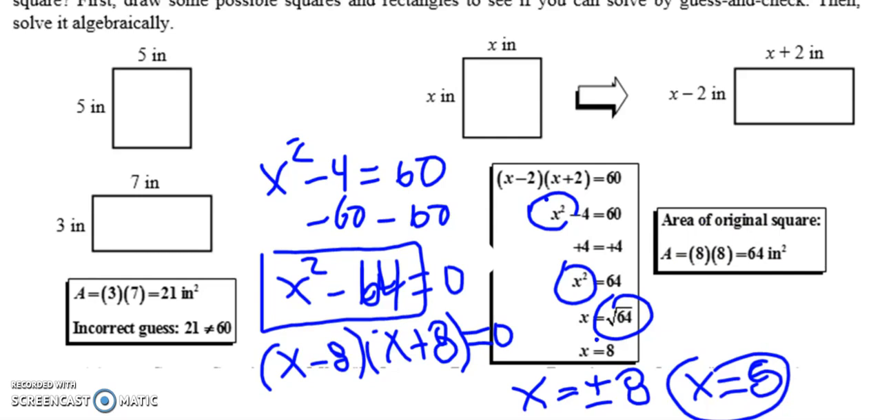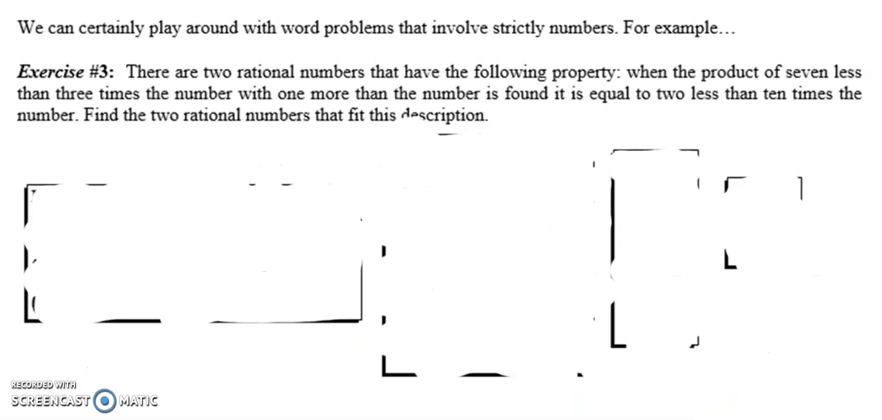All right, so let's keep going on. Might have to speed it up here just for time. So now we can play around with some harder ones. So here we go. There are 2 rational numbers. That means they're fractions or decimals. They have the following properties.